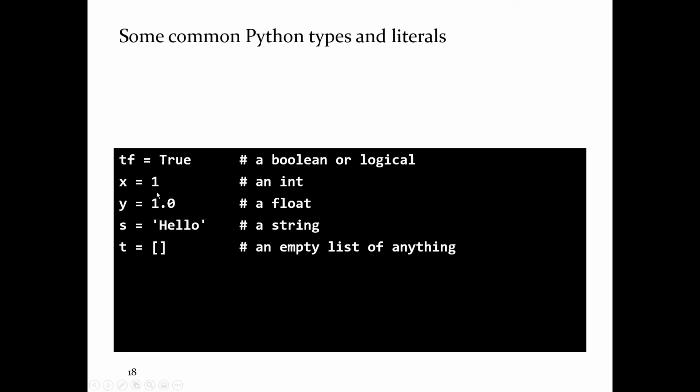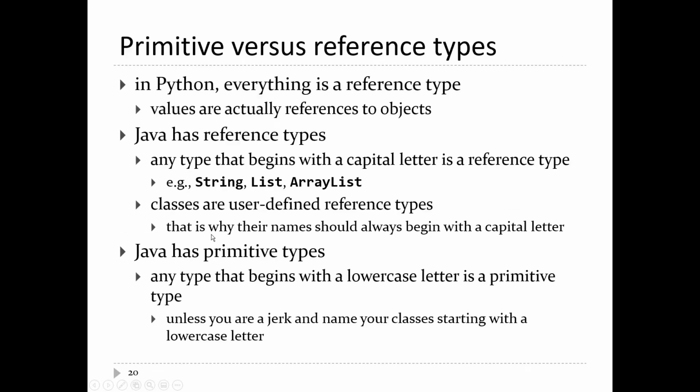So X doesn't store the value 1. TF does not store the value true. Instead, TF points to or refers to some object whose value is true, and X points to or refers to some object whose value is 1. So Java also has reference types.